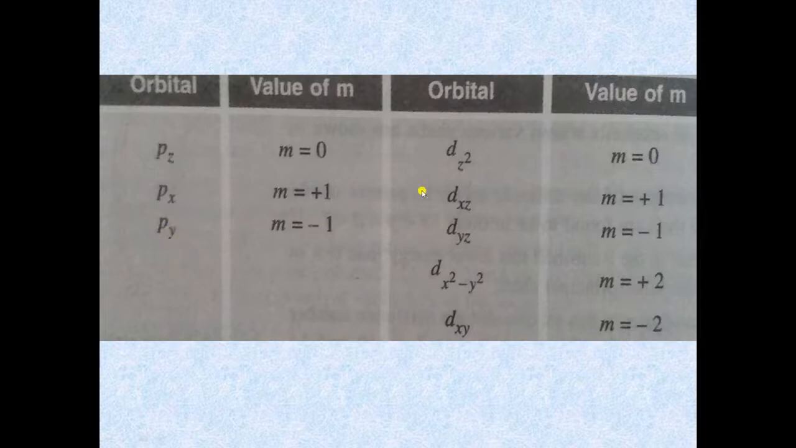In the same way, in d subshell, the possible value of m can be 0, plus 1, minus 1, plus 2 and minus 2. So when m is equal to 0, that is for dz square. Okay. When m is equal to plus 1, that is dxz. When m is equal to minus 1, it is dyz. When m is equal to plus 2, it is dx square minus y square. And when m is equal to minus 2, that is dxy.